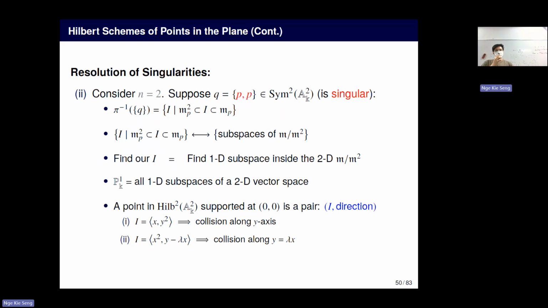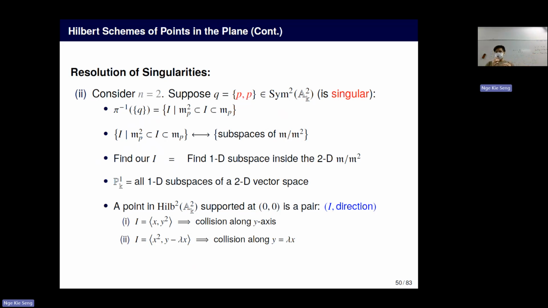Consider a singular point Q, which represents a double point. Then the fiber of this point is the ideal I subject to these subset inclusions, where the right inclusion is obvious. The left inclusion is to ensure that the dimension, the colength of the ideal, does not exceed 2. And then we have, by the correspondence theorem from algebra, that the two sets shown are in a bijection. In particular, finding our ideal I is exactly the same problem as finding a one-dimensional subspace inside a two-dimensional vector space. M mod out M squared is a two-dimensional vector space.